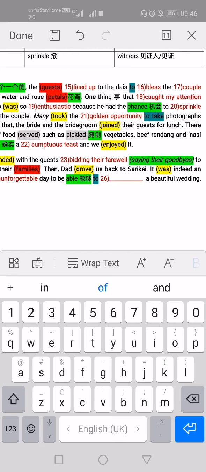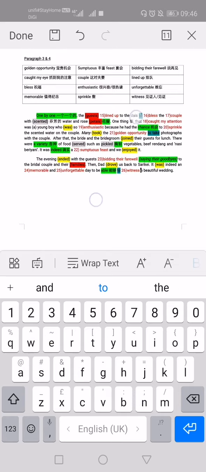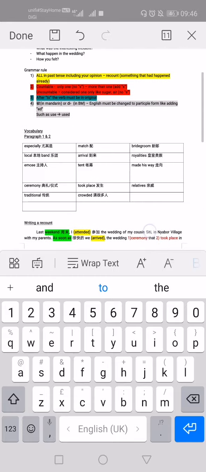They were able to 来见证这个很美丽, 不是说美丽, 就是很应的, very wonderful. So to witness a beautiful wedding. Okay, make sure you correct everything using your red pen. Thank you, class.